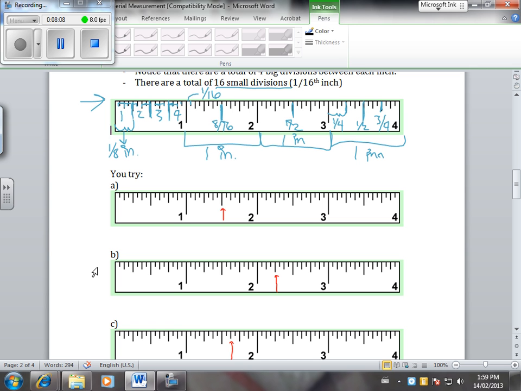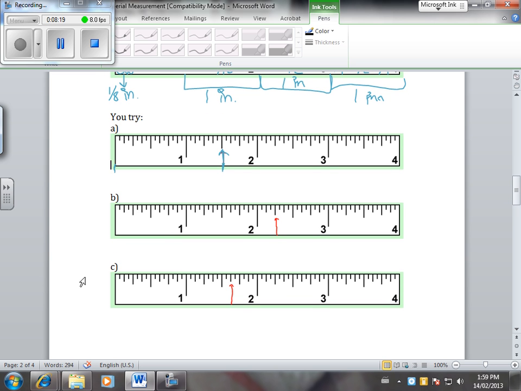So now you try. If I ask you to measure from here to this point here, what is that? So first you'll have 1 inch, right? 1 inch. And then let's count how many there are here. So 1, 2, 3, 4, 5, 6, 7, 8. So that's 8/16. Okay, so you have 1 and 8/16 of an inch. And 8/16, if we reduce that, we actually get 1/2. So 1 and 1/2 of an inch, or 1 and 1/2 inches.